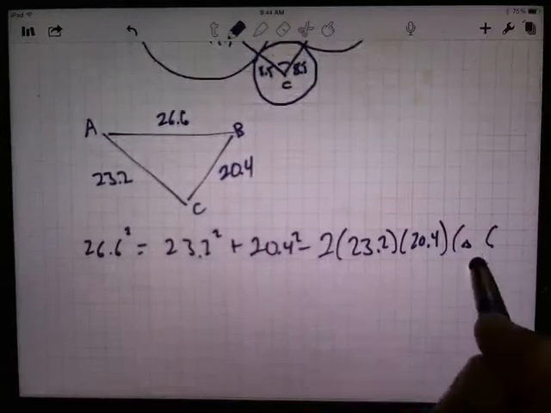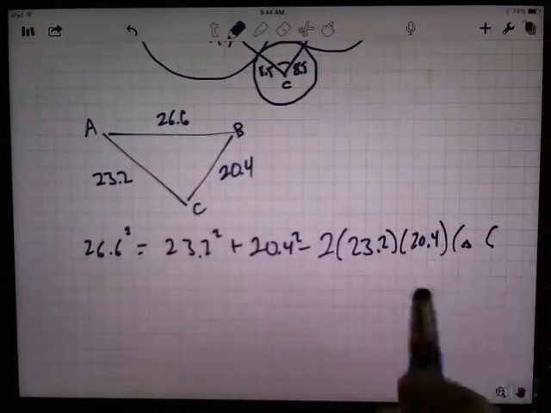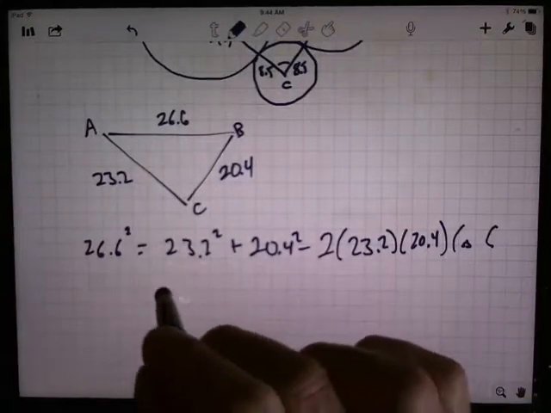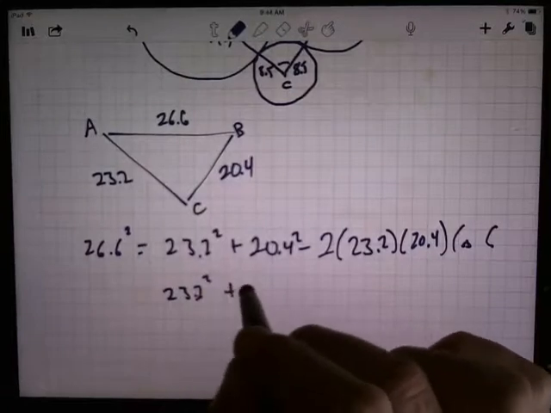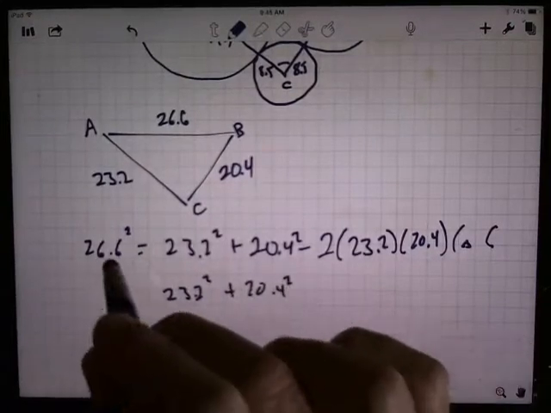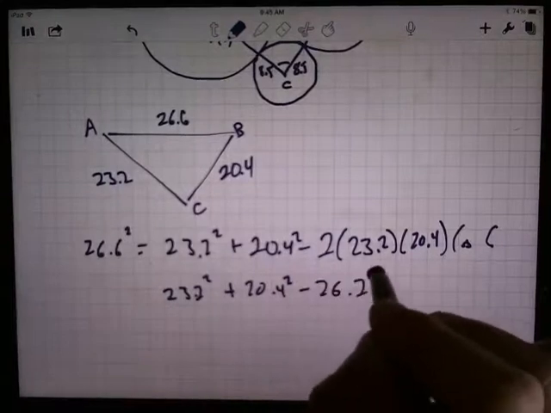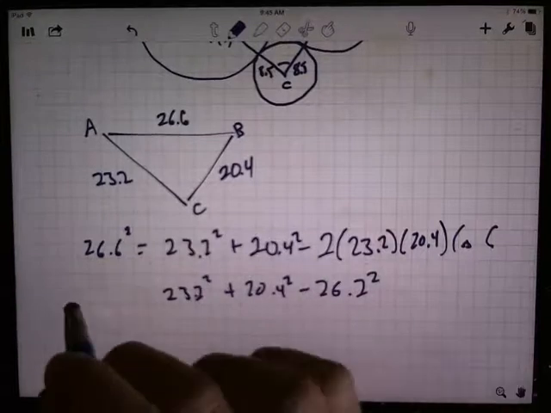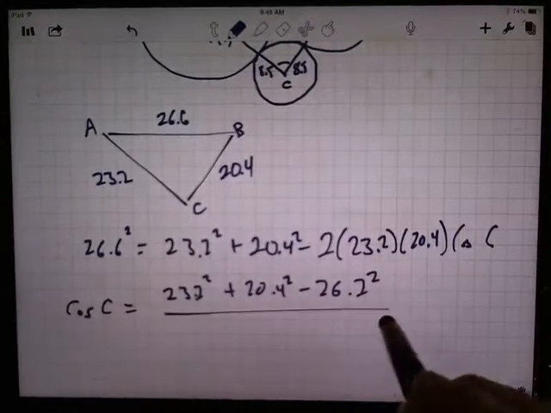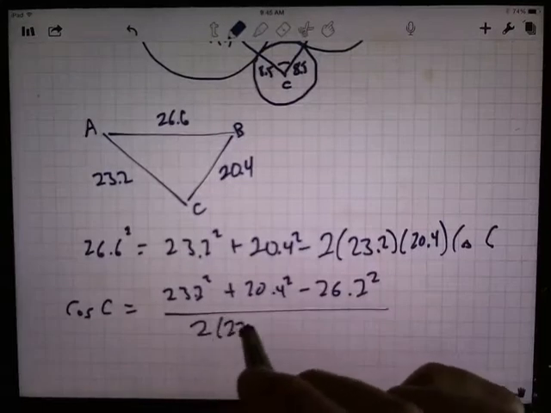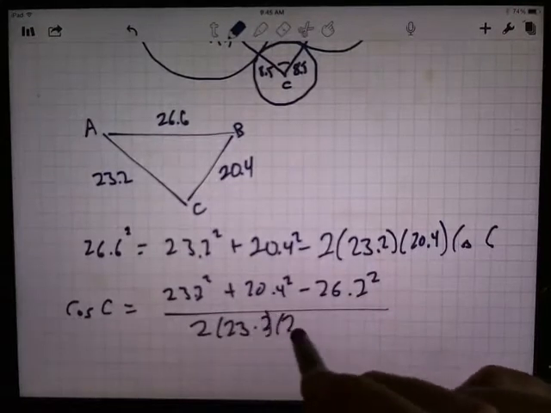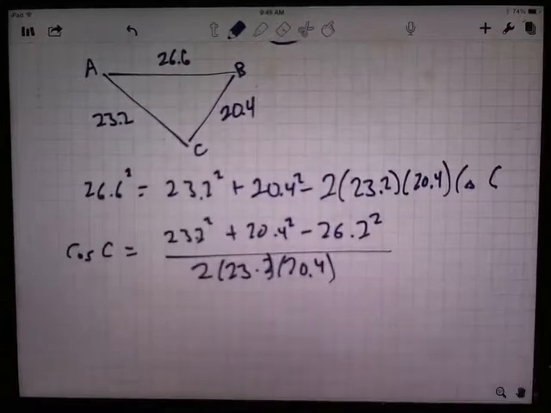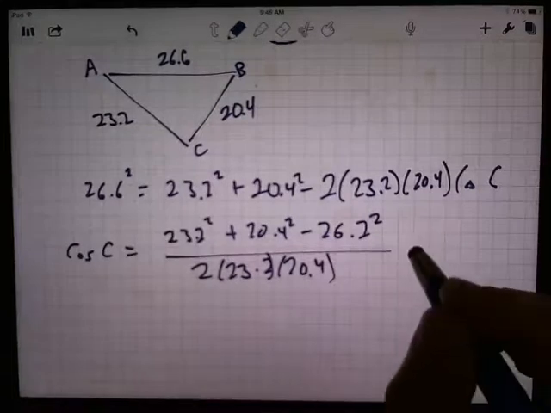So here we go. Solve for the cosine of C. I'm going to add all this stuff to the other side and subtract this. So I've got 23.2 squared still here, I've got the 20.4 squared still here, and I'm subtracting this over, so the minus 26.6 squared. This stuff all goes to the other side, so it becomes positive, and then I'm going to divide by all that stuff, except for the cosine of C. So the cosine of C will be that divided by 2 times 23.2 times 20.4.